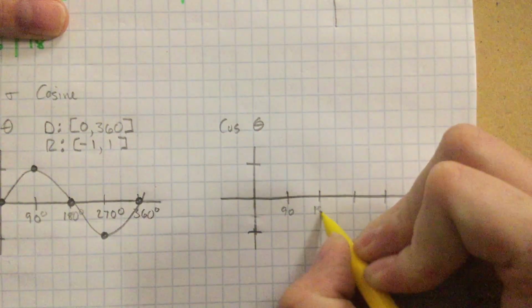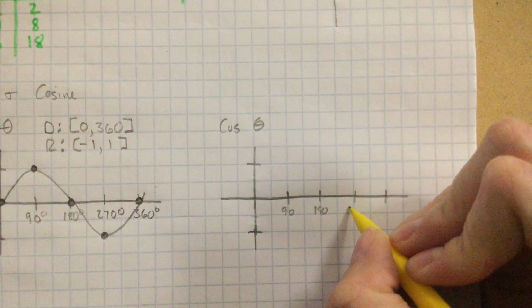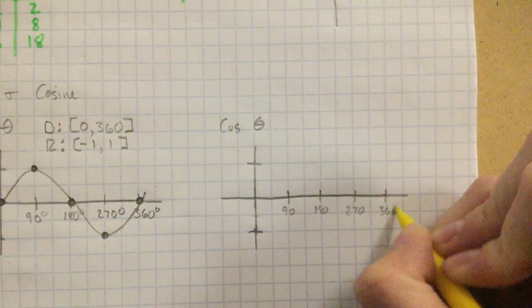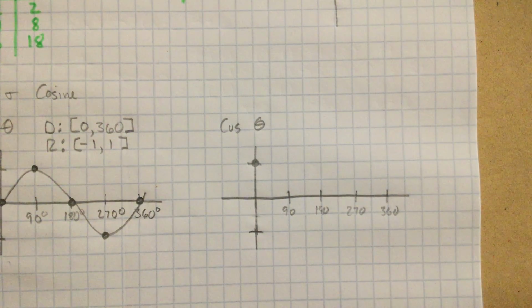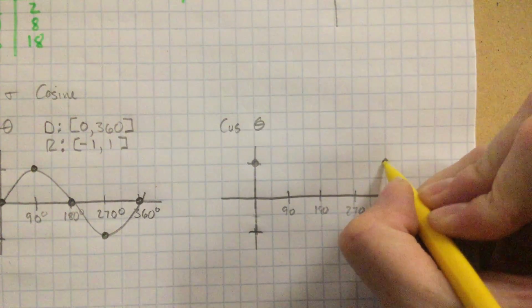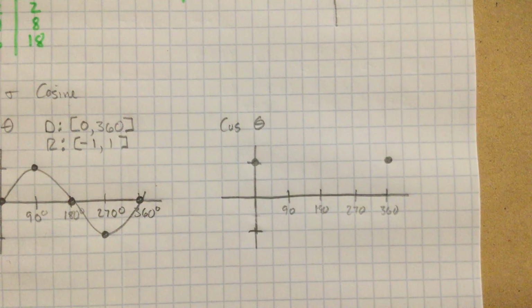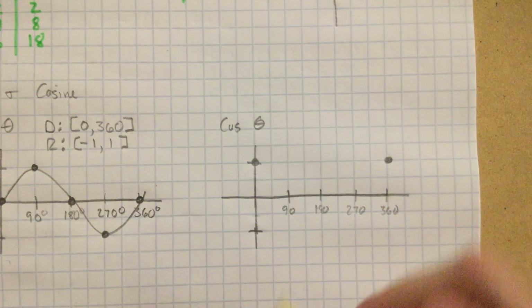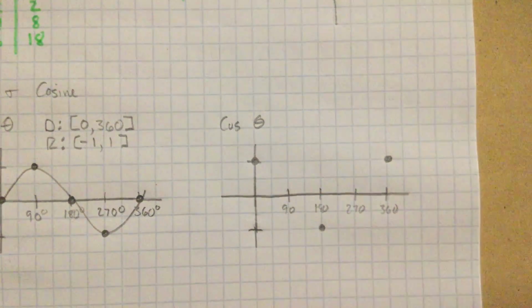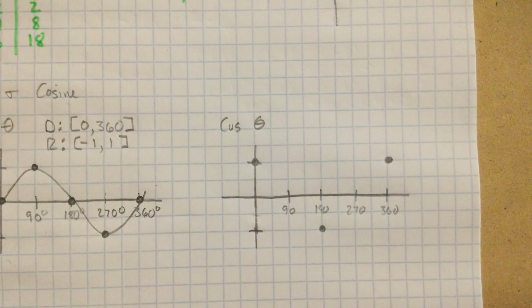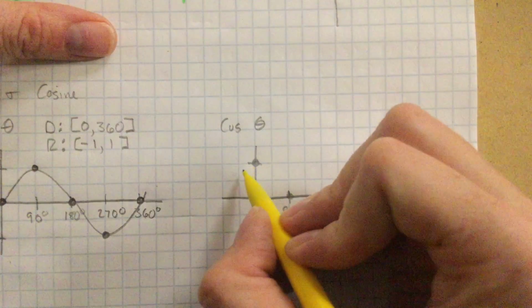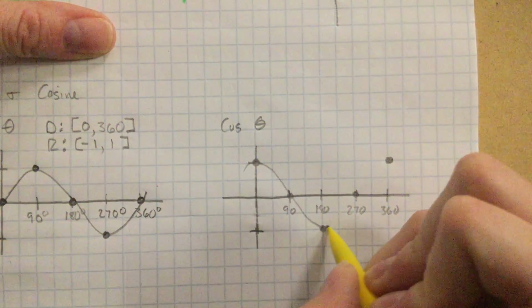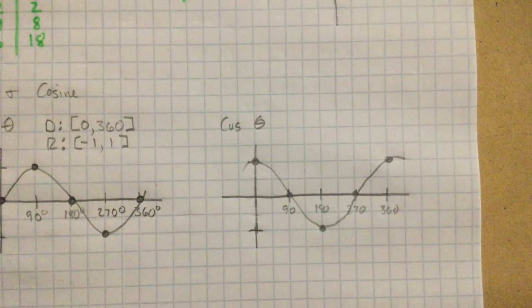So your cosine graph is going to start up at 0, 1. Okay, it's going to start up here. Where's it going to end? 360. It's going to end over here at 360 and 1. We're going to make it look like a U. There's the bottom of my U. In the middle. 90, 270. So there's my cosine graph.